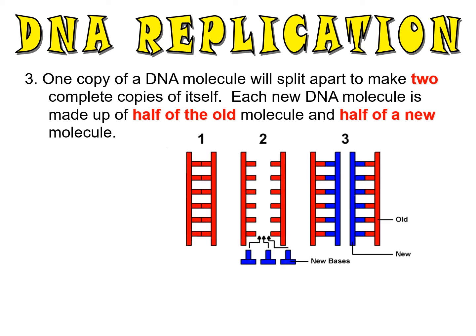Now, one copy of a DNA molecule will split apart to make two complete copies of itself. Each new DNA molecule is made up of half of the old molecule and half of a new molecule. Meaning, yung kalahati ng bagong strands ng DNA, meron siyang one half of it, merong old molecule strand, and half of it is new molecule. Okay? For instance, itong kulay blue, this one's the new one. Okay? And the red strand is the old one.